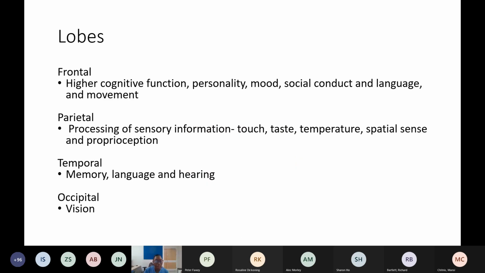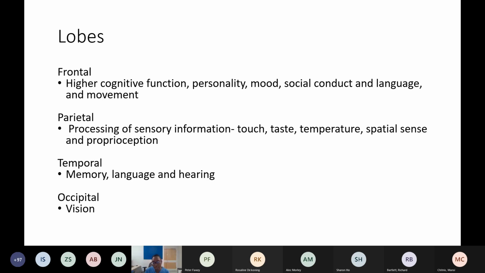So these will be covered again in great detail in the rest of the course, but just to give you some insight into what each of the lobes do. In the frontal lobe, we have the higher cognitive function, personality, mood, social conduct, language, and of course movement, having seen the precentral gyrus. And then in the parietal lobe, that's where the postcentral gyrus is, so we have processing of important sensory information, touch, taste, temperature, and particularly proprioception and spatial sense.